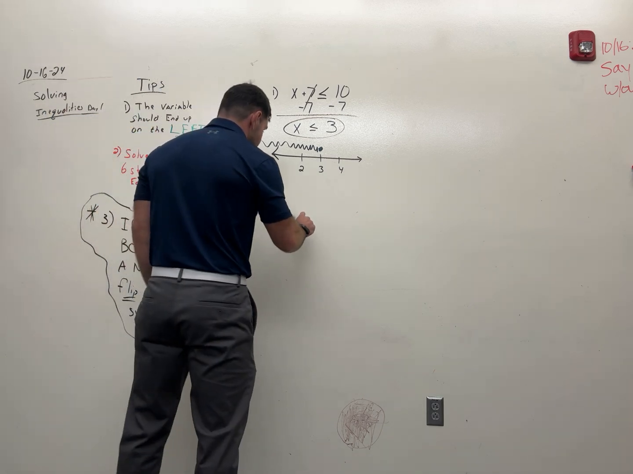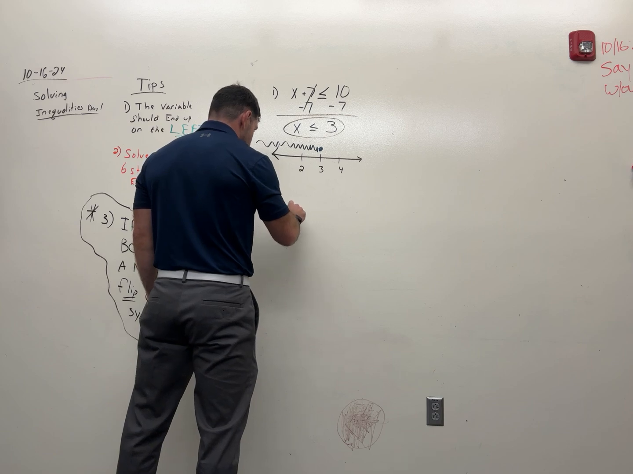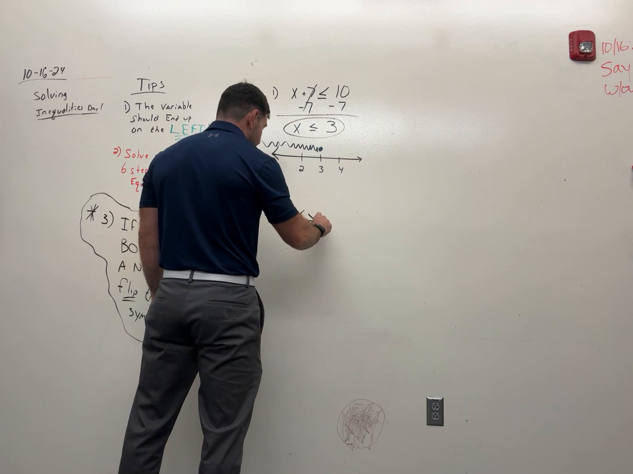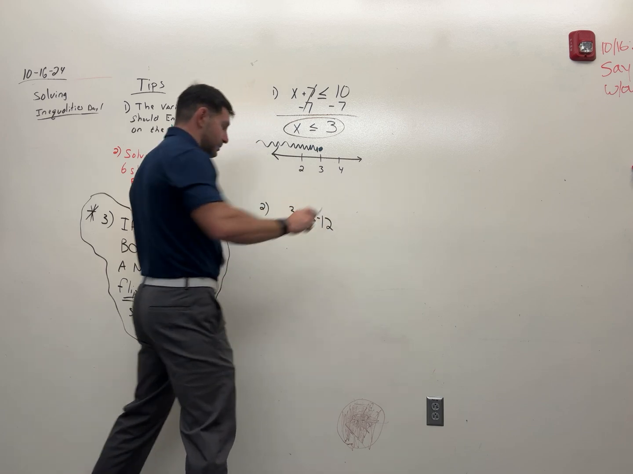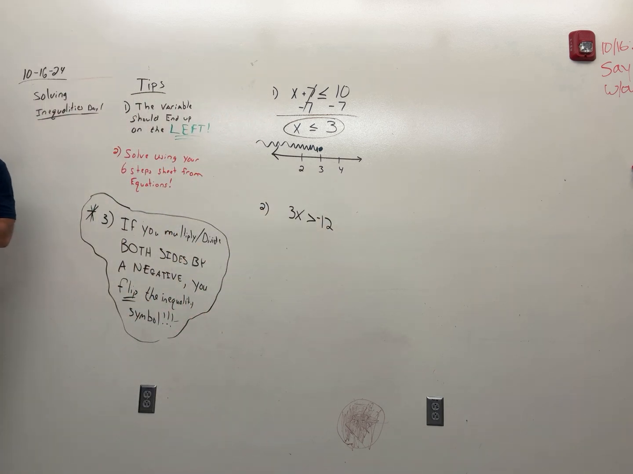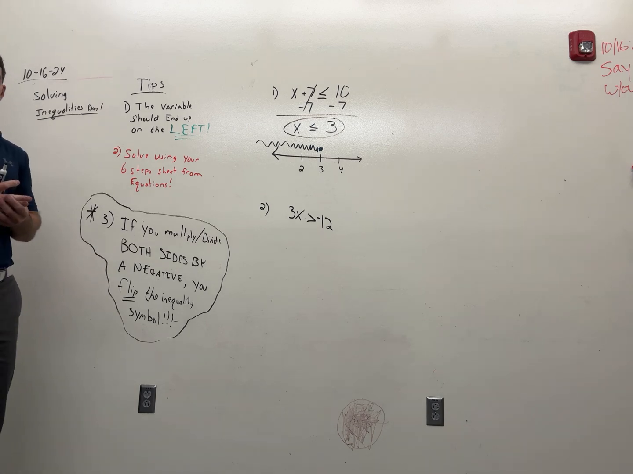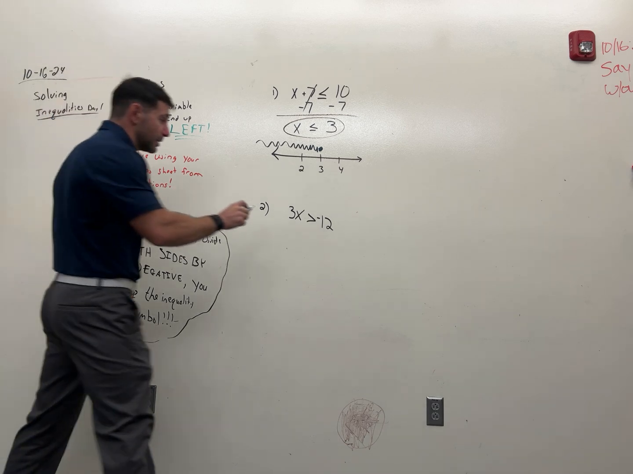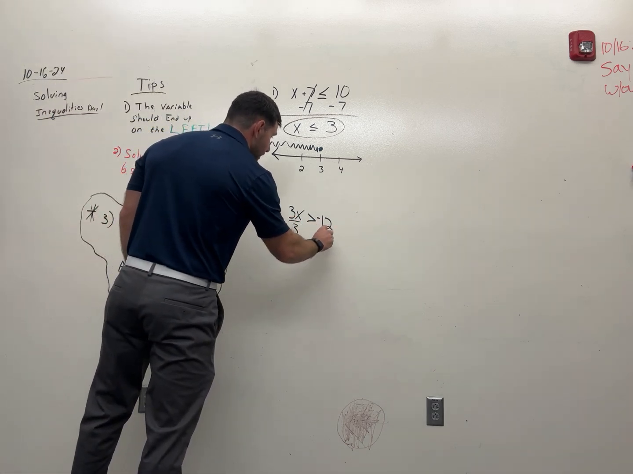Okay, here we go. 3x is greater than negative 12. So again, we're using those same 6 steps. There's no distributing. There's no combining like terms. Boom, boom, boom. We get to the last step, isolate the variable. How do we isolate the x? What do we have to do on both sides? Divide by 3. We're dividing by a positive 3.